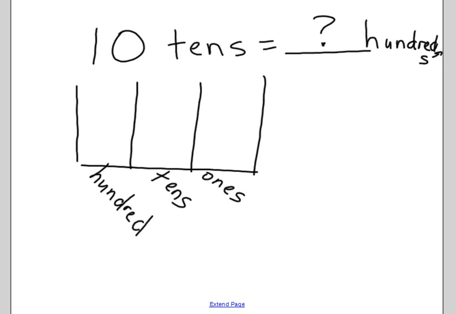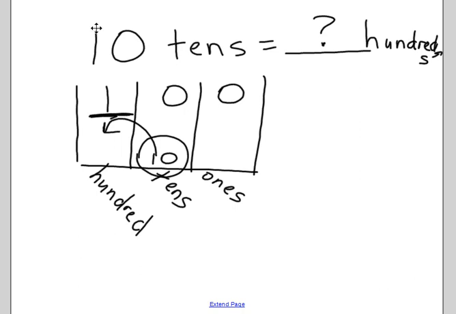So think about it. They said you have 10 of these. Well, I can't put 10 in one spot. I can only use one digit at a time. So that means that one has got to move over. And I have 100. Well, 100 equals 100. So my answer here, how many tens is 10 tens? It's the same as 100. Let's look at another one.